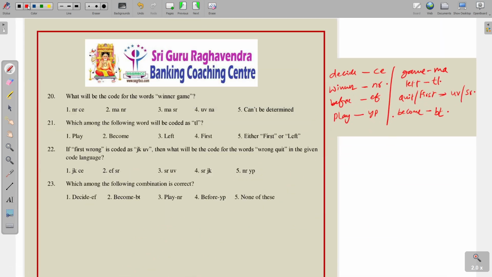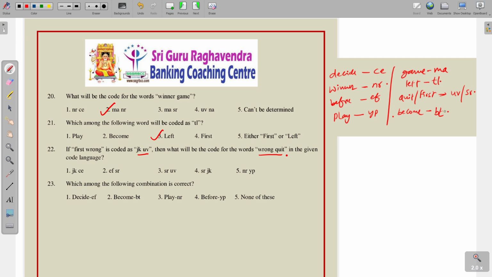See the first question, question number 20. What will be the code for the word winner game? Winner is NR, and game is MA. NR and MA. And next, which among the following words will be coded as TL, that is left? Question number 22. First wrong is coded as JK and UV. And next, what will be the code for wrong and kit?